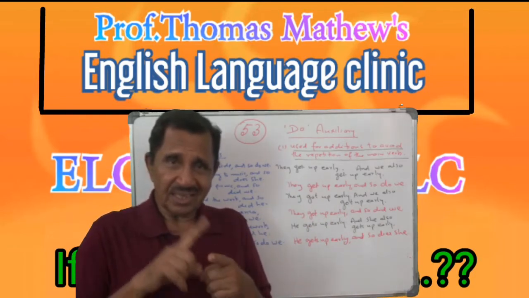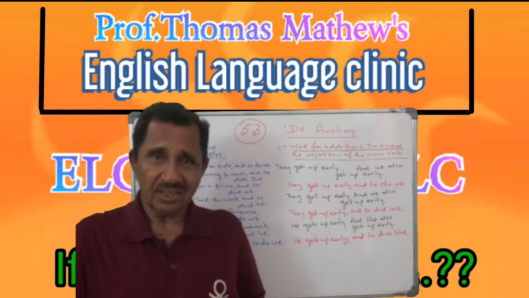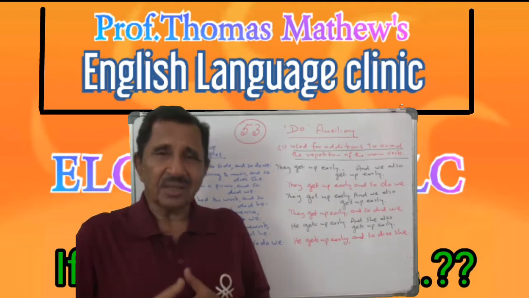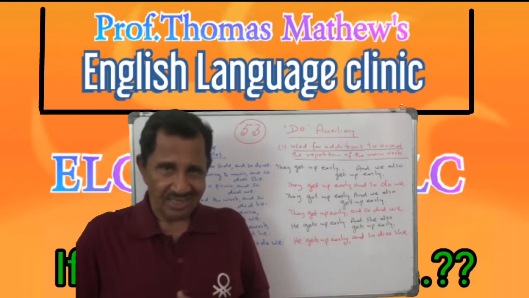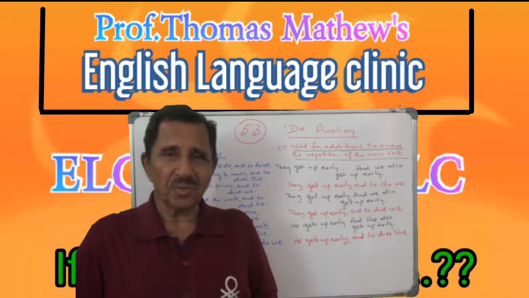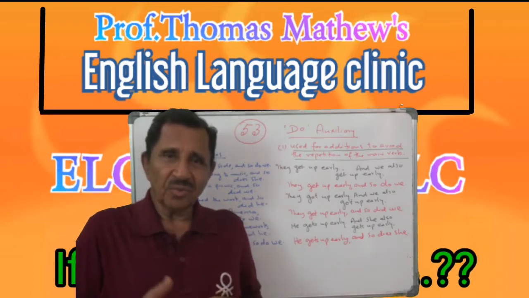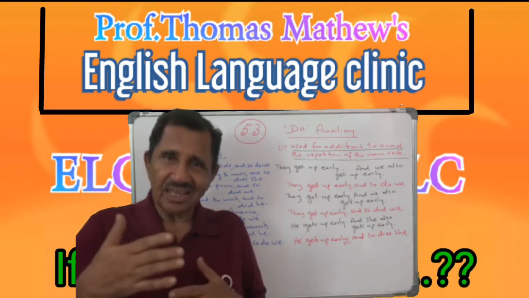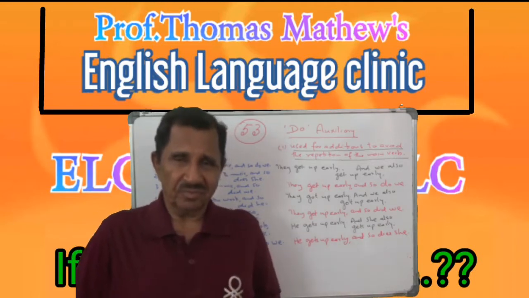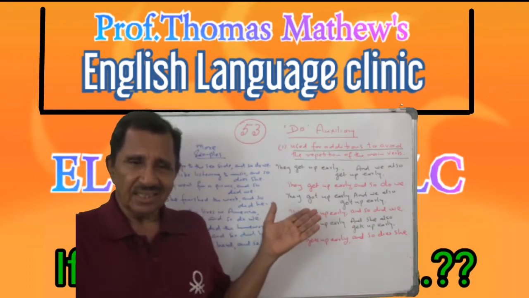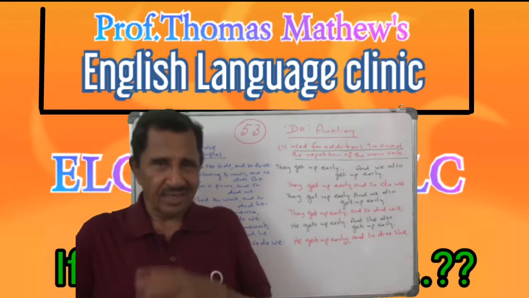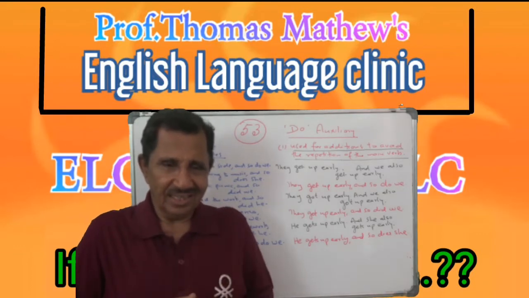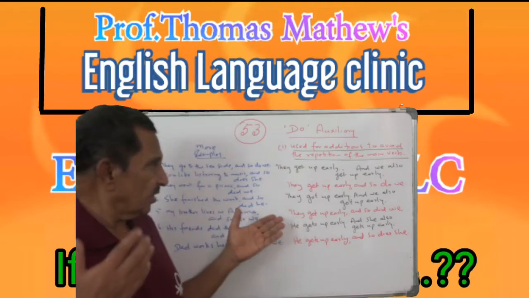Do comes first, and then the actual subject of the sentence, we, is followed by do. The subject comes after do, as you can see here. They get up early and so do we. So you are adding.